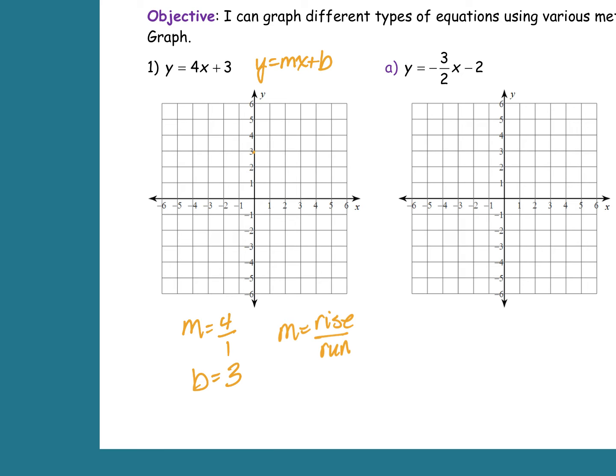So I'm going to stop at 3, and then I'm going to go up 4. I can't go up 4 on this graph because there's not enough room. So I can go down and back. I can do them both negative. So I can go 1, 2, 3, 4, and back 1, and I'm going to attempt, I almost drew a straight line. And there's my line. Okay?